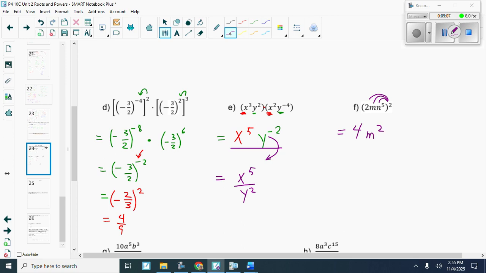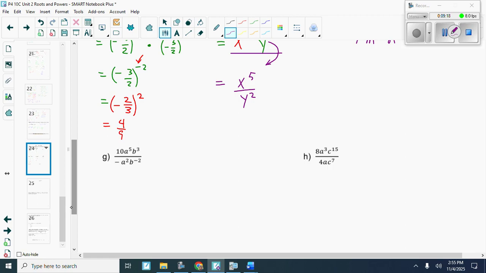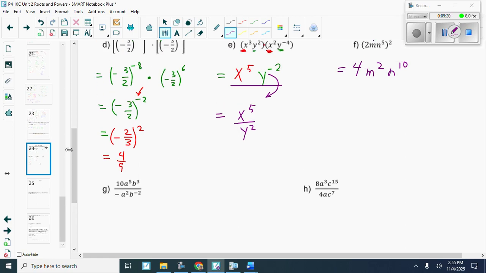We have m squared, and then we have power of a power. We're going to multiply those 2 exponents. 5 times 2, that gives us 10. All the way up.